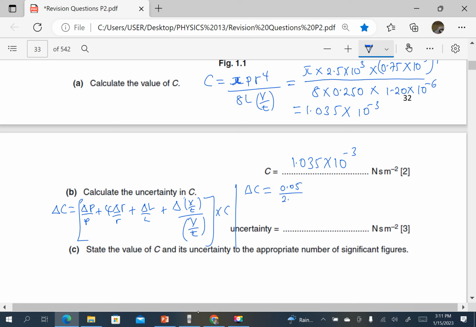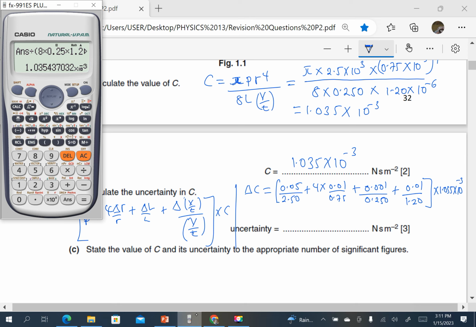divided by 2.5. We don't need to multiply with the power of 10 because they will cancel out. Plus 4 times R, for R I think it was 0.01 over 0.75, plus for L was 0.001, divided by 0.250, plus for V over T I think it was 0.01 divided by 1.20, and this is going to be multiplied by C, which is 1.035 times 10 power negative 3. So let's check this in the calculator.